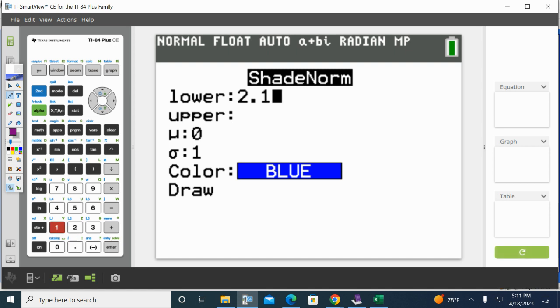So I'm going to put the 2. Oh, nope. I forgot to arrow down. Hang on. So negative 1 times 10. Your times 10, your E, is second and then the comma, which is just above the 7, and then the 99. And then I'm going to put in my 2.1 for my upper boundary. You never want to change the mean or the standard deviation here, because this is a standard normal distribution.